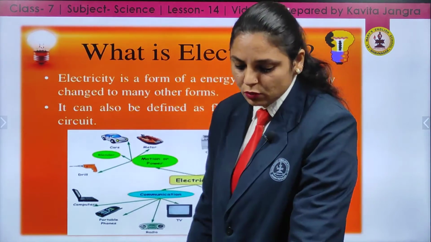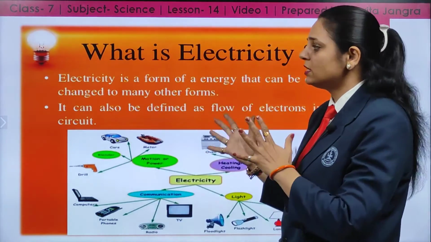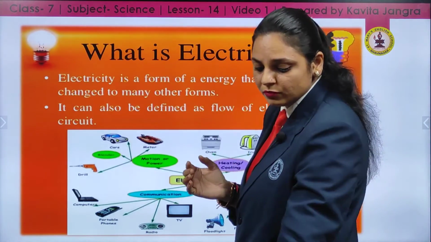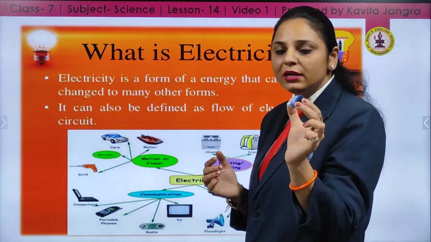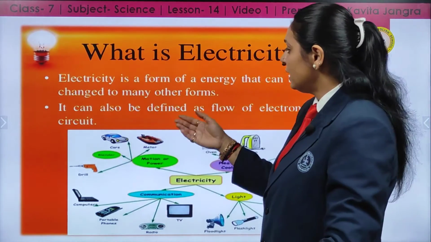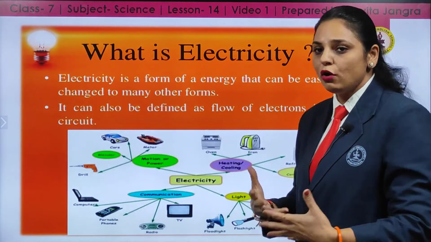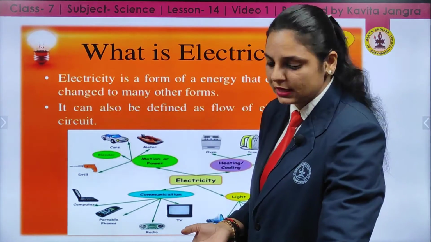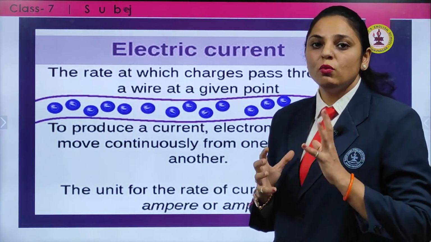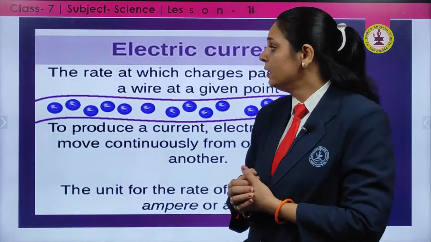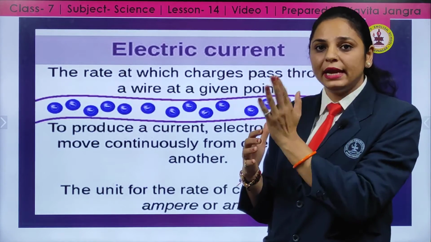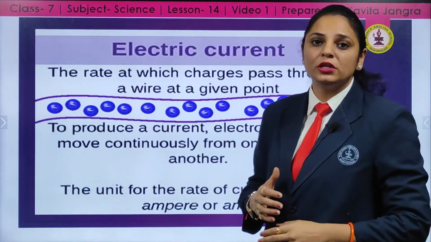This is what happens when energy is converted from one form to another, from the chemical form of energy into the electrical form of energy. And it can be defined as a flow of electricity in a circuit. So electric current, you should know its meaning. Electric current is the rate at which the charge is flowing through the wire.